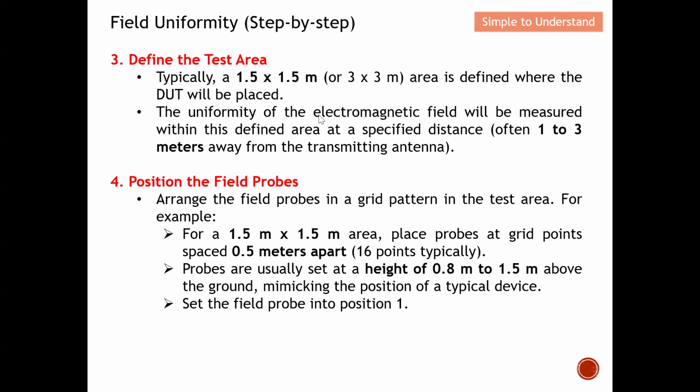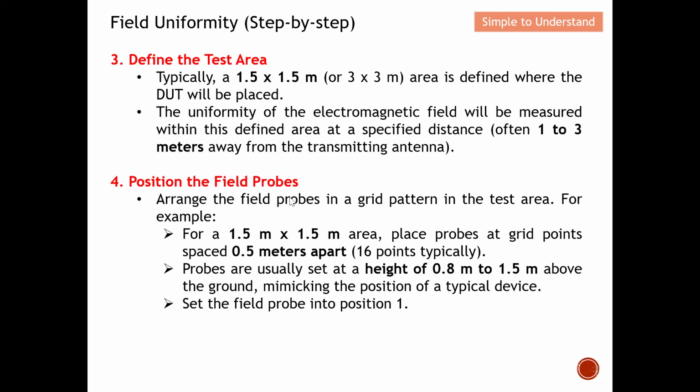The uniformity of the electromagnetic field will be measured within this defined area at a specific distance, often either 1 or 3 meters away from the transmitting antenna. Basically 1 meter is mainly for mil spec, and 3 meters for commercial products. So you put your DUT either 1 meter or 3 meters away from the antenna, and you also define where your test area will be, which I am going to illustrate a little more on the next slides.